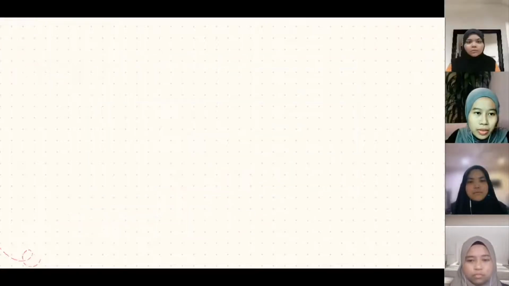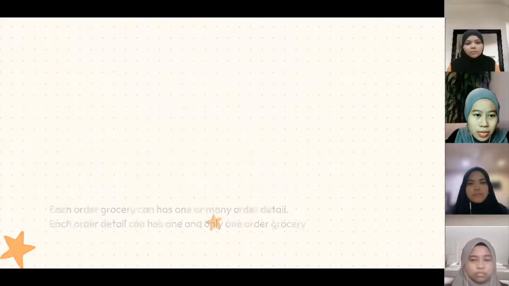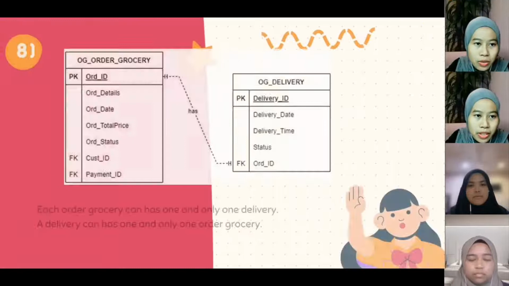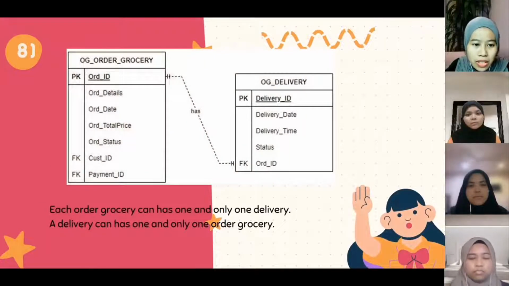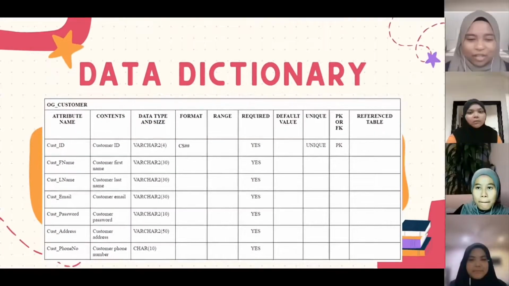Next we have table OG order grocery and OG order detail. Each order grocery can have one or more order details, and each order detail can have one and only one order grocery. Next, for the 7th business rule, we have OG cart item and OG order detail table. Each order detail has one and only one cart item. Each cart item has many order details or has no order detail at all. Next, the last one, we have table OG order grocery and OG delivery. Each order grocery can have one and only one delivery. A delivery can have one and only one order grocery. Thank you. Assalamualaikum and good day.